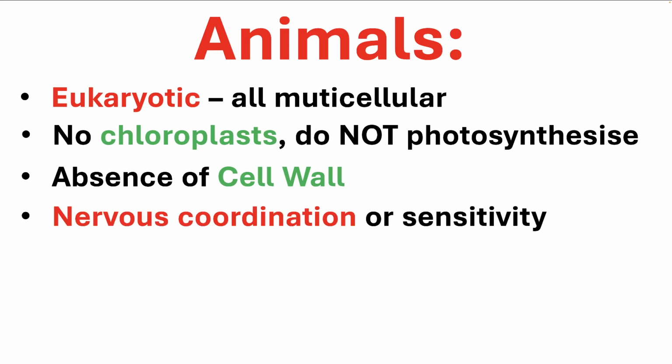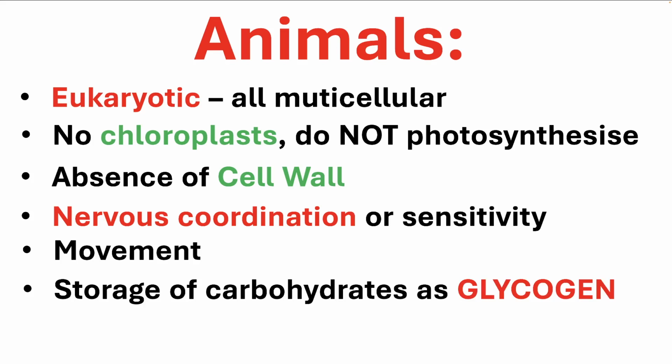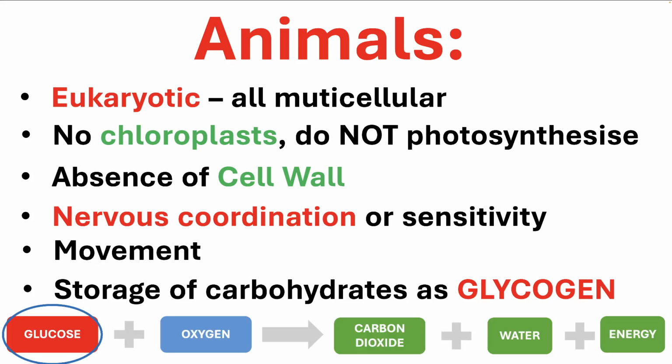Most animals have some kind of nervous coordination as well, meaning they can respond rapidly to changes in the environment around them. Animals will also usually move around from one place to another. And finally, they often store carbohydrates in the form of glycogen, a storage molecule made up of many connected glucose molecules, or glucose units or monomers. And if you remember the aerobic respiration equation, we need this glucose to release the energy our body needs. So make sure you know glycogen very well. It's the specific carbohydrate storage molecule in animals.